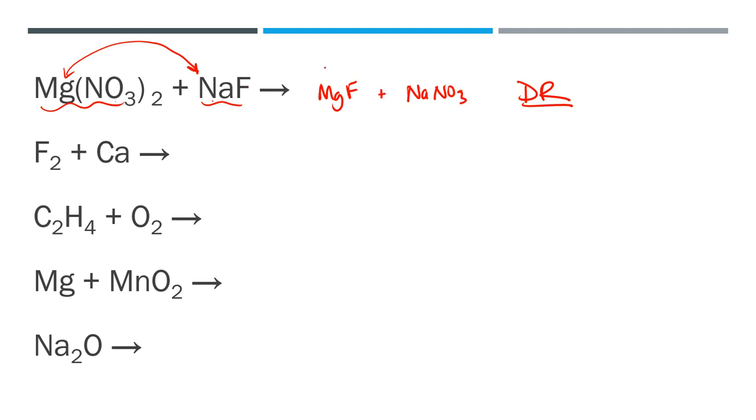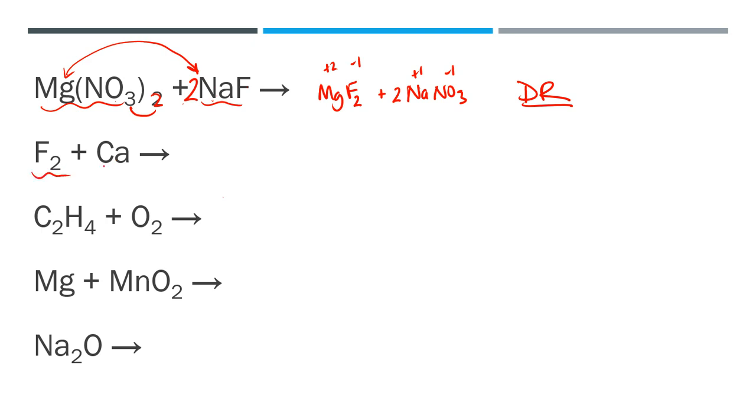You need to think about some charges. Magnesium's a +2, fluorine's a -1. That's not going to work. I need F2. Sodium's a +1, nitrate's a -1. That's good to go. But now my equation's not balanced. I have 2 fluorines and only 1 fluorine. I need a 2 here. But now I have 2 sodiums, so I need a 2 here. And now I have 2 nitrates, but that's okay, because I already had 2 nitrates.